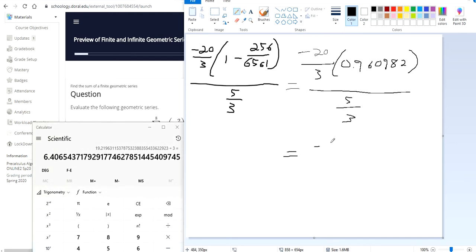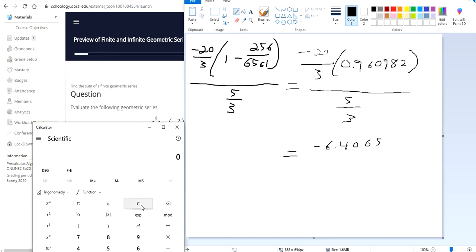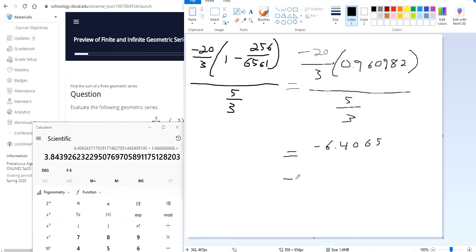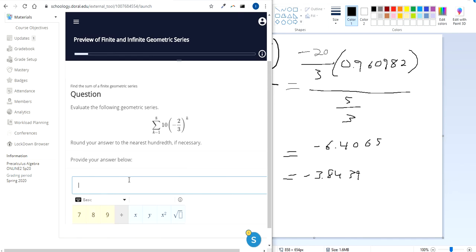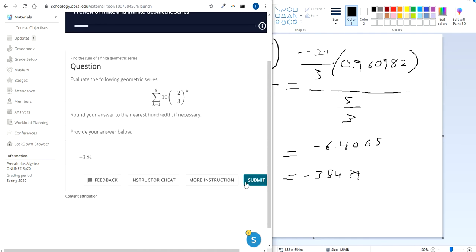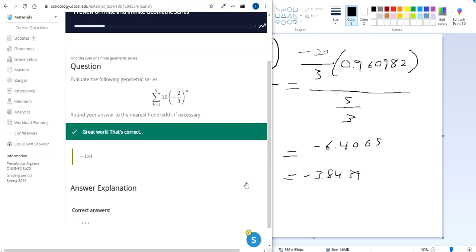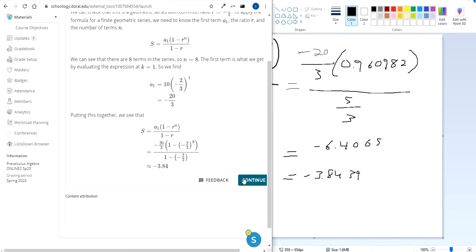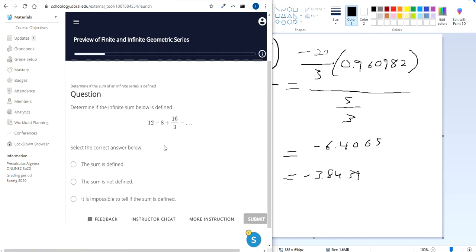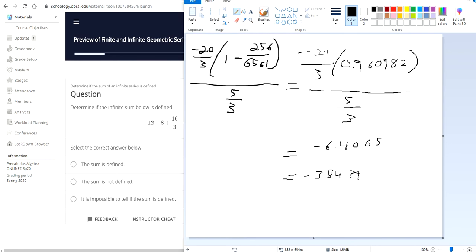So the numerator is -6.4065. And so here's our denominator, 1.6 repeating. So take that numerator and divide by 1.6 repeating. So we got approximately negative 3.8439. And nearest hundredth, negative 3.84. Okay, so I was going to use the fractions all the way out, but luckily we get to use decimals. It'll be kind of tough work with common denominators and simplifying. I guess it wouldn't be too bad. But okay, maybe one last one here.